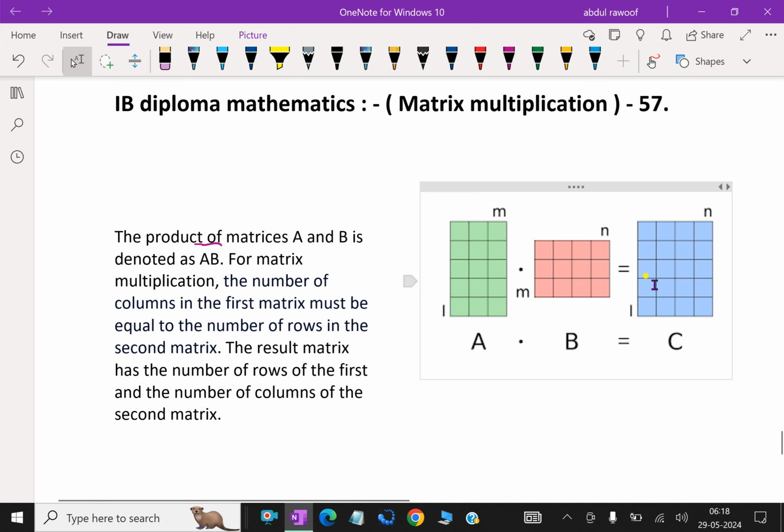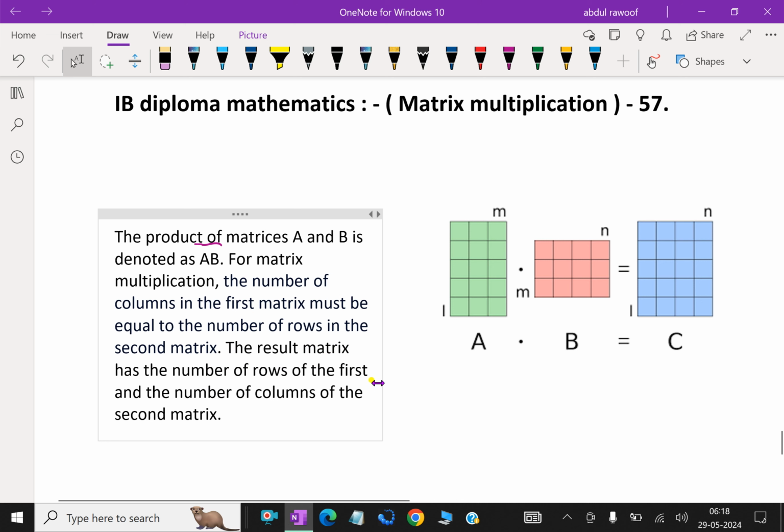Here, the number of rows is 1, 2, 3, 4, 5. That is the number of rows. Here the number of columns is 4. That means the rule must be satisfied. That is, the number of columns in the first matrix must be equal to the number of rows in the second matrix. The result matrix has the number of rows in the first matrix and the number of columns in the second matrix.